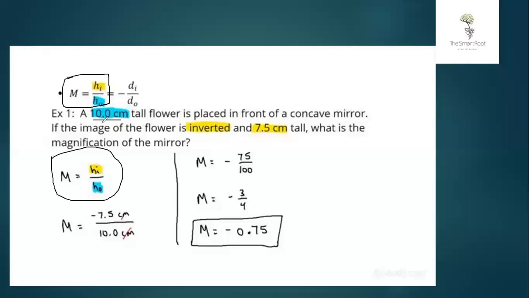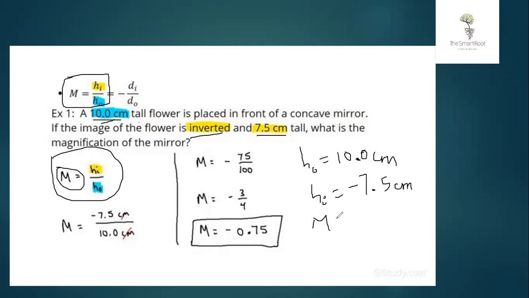So they said that it is a 10 centimeter tall flower. So object h0, object height is equal to 10.0 centimeter. Image height is 7.5, but they told me that image is inverted, so that is why it is minus 7.5 centimeter. Next I have what is the magnification of the mirror. So m is equal to hi by h0.